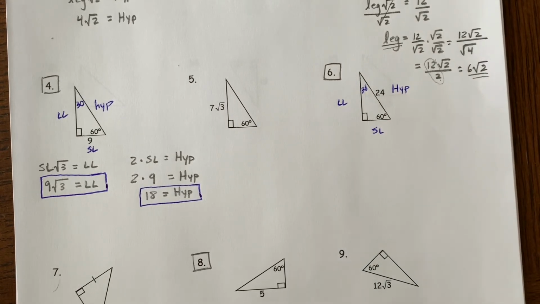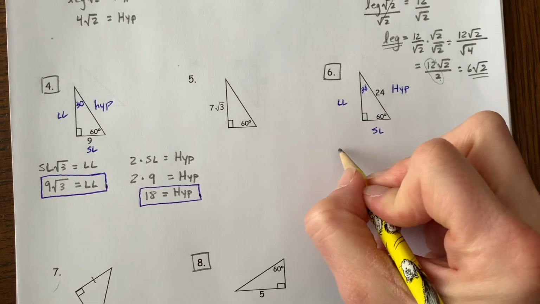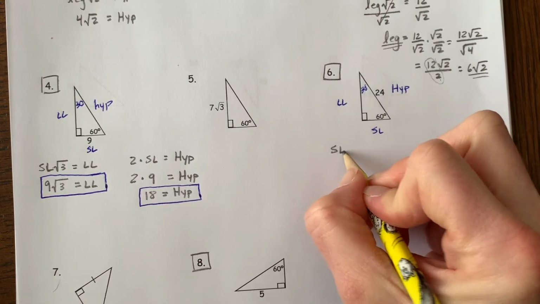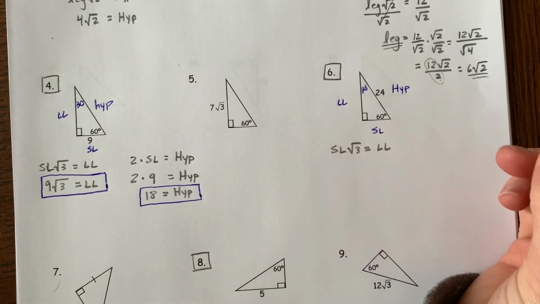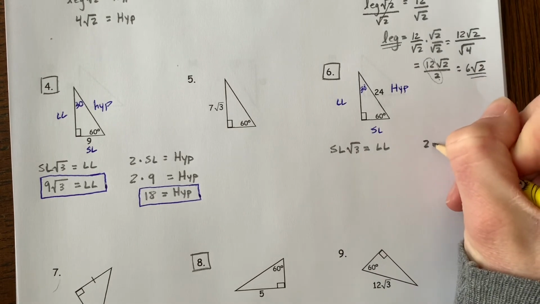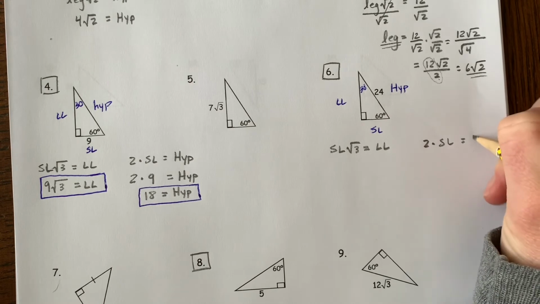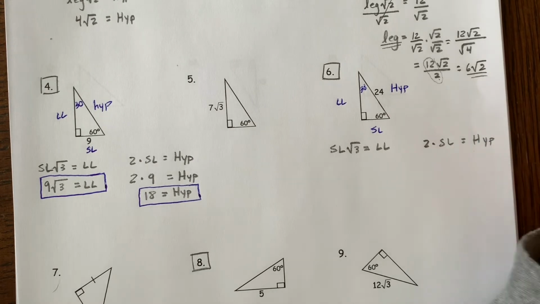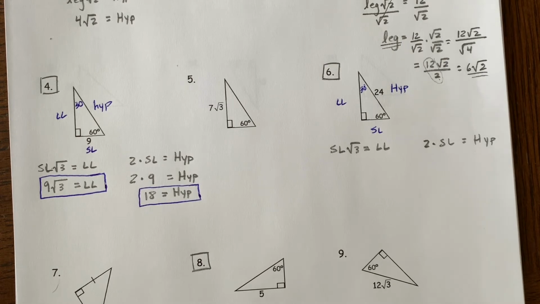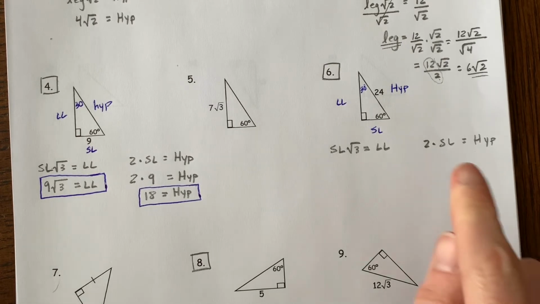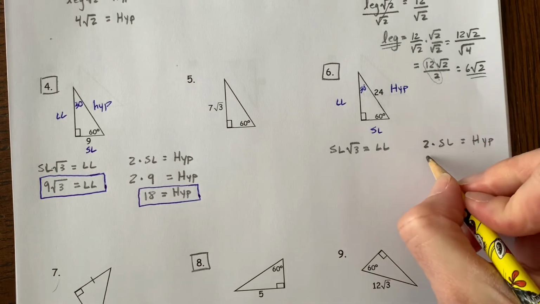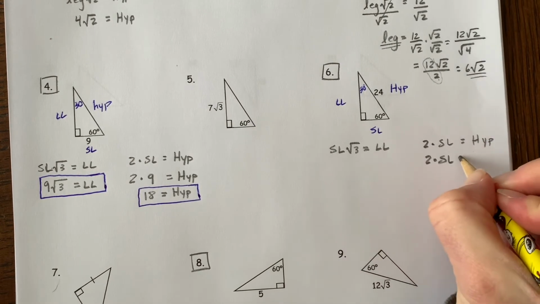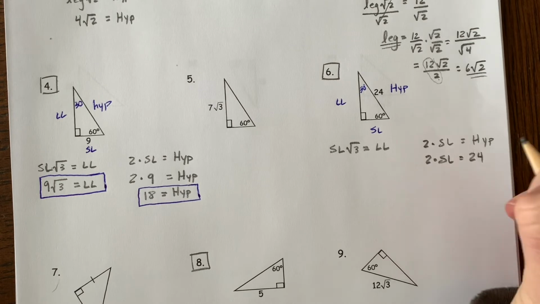For a 30, 60, 90 degree triangle, I know that the short leg times radical 3 is equal to the long leg. And I know that 2 times my short leg is equal to the hypotenuse. Now, in this particular problem, I know the length of the hypotenuse. So I have to use the equation 2 times short leg equals the hypotenuse. And I'm going to replace the hypotenuse with 24.